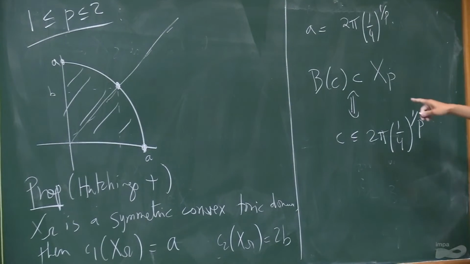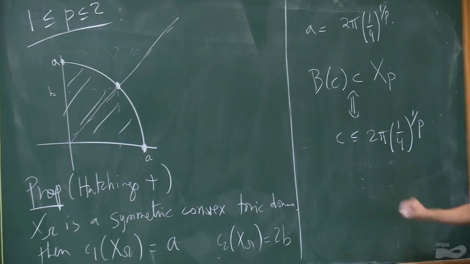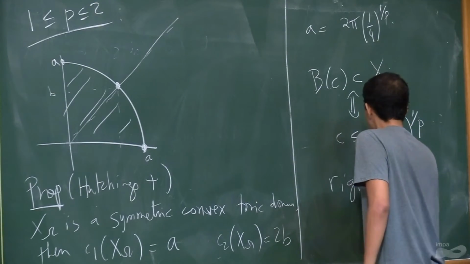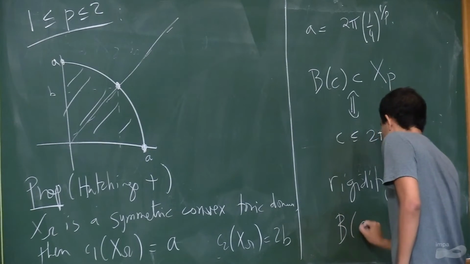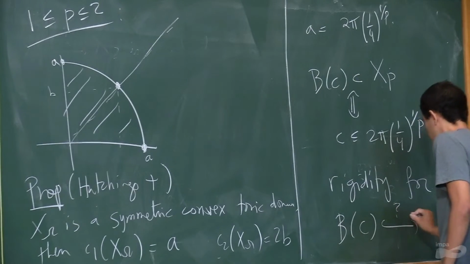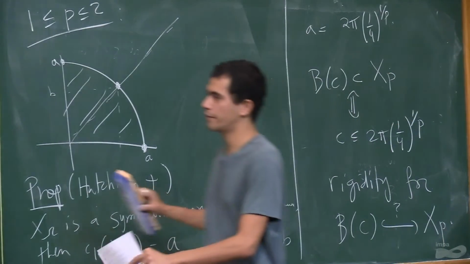So that means that for the problem of embedding a ball in here, we get strong rigidity. So this just comes from C1. Okay, so we get rigidity for the problem of embedding a ball into X_p.